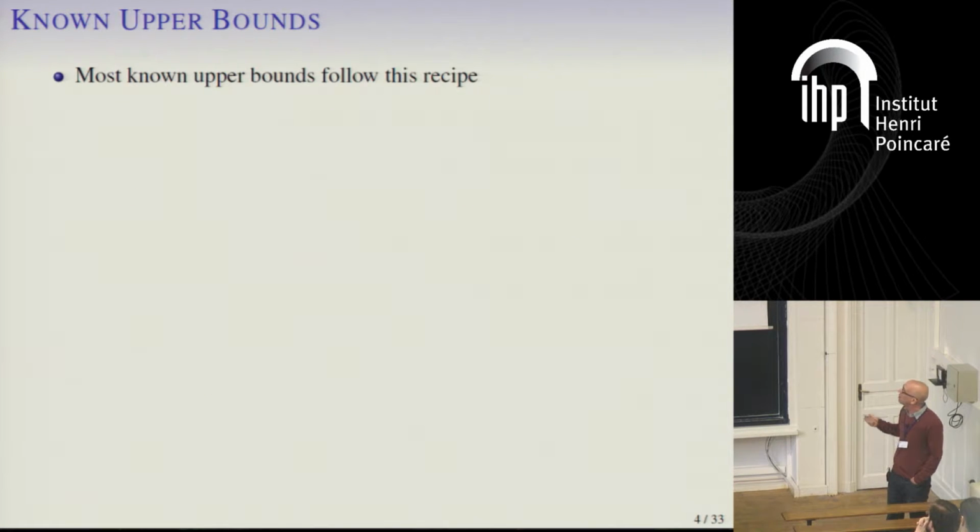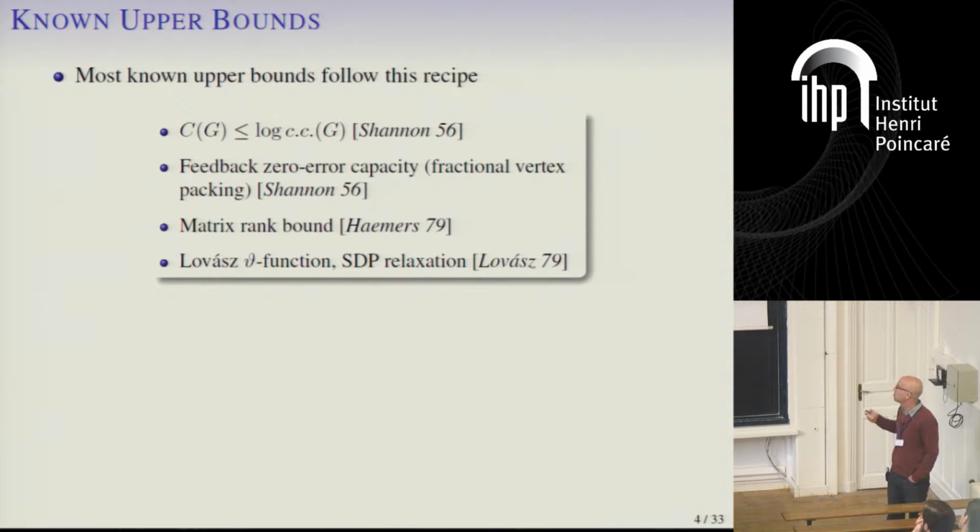And basically, most known upper bounds, at least those known to me, follow this recipe in some sense. And here is maybe a partial list. So we have this log clique covering number that we just mentioned. There's a feedback zero-error capacity result by Shannon that also provides a tighter bound. The matrix rank bound by Haemers, and most prominently, the Lovász theta function, which uses SDP relaxation, which we'll discuss in more detail in a few slides.